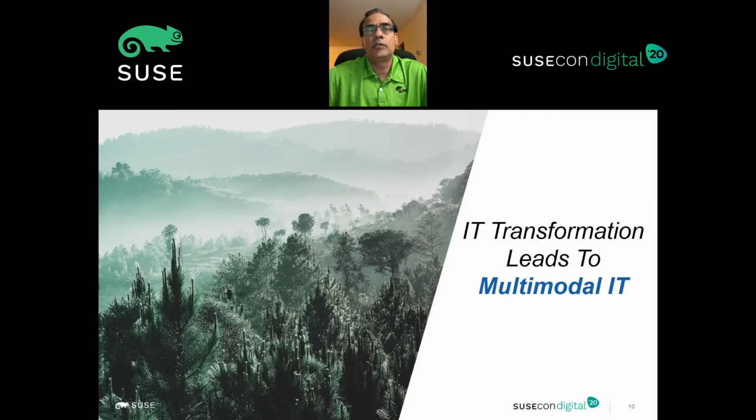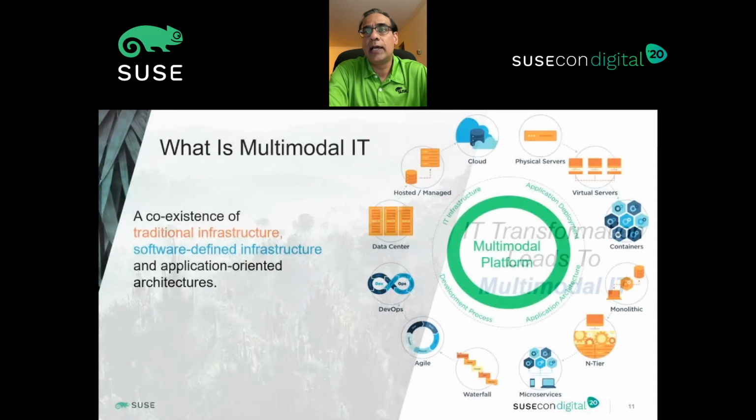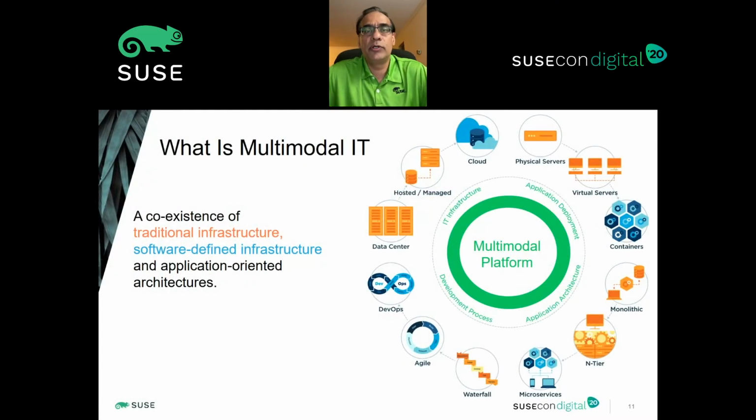Now, this is where we come to the definition of multimodal IT. IT transformation has challenges. You want to embrace IT transformation, and this leads to multimodal IT. So what do we mean by the word multimodal? It means different modes. Mode one is traditional data centers. This is where your ERP systems are, your databases are. Mode two is agile systems using microservice architectures. They could be container-based. And then everything in between. That's where the multi-modes come in. So mode one, mode two, and everything in between, that's a combination of the modes.